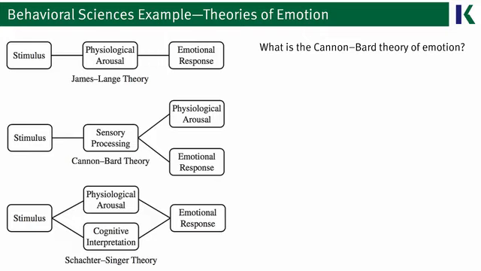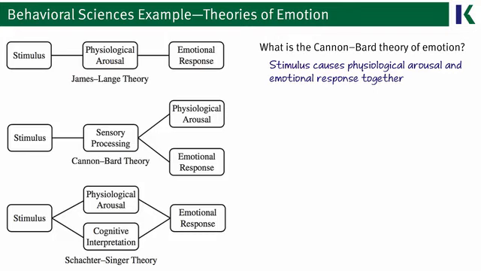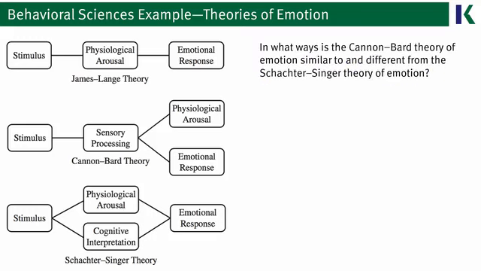What is the Cannon-Bard theory of emotion? In Cannon-Bard, a stimulus causes both physiological response and emotional response together. This theory was a direct attack on the James-Lange theory, which said that emotions were the result of physiological states. A little deeper is application.